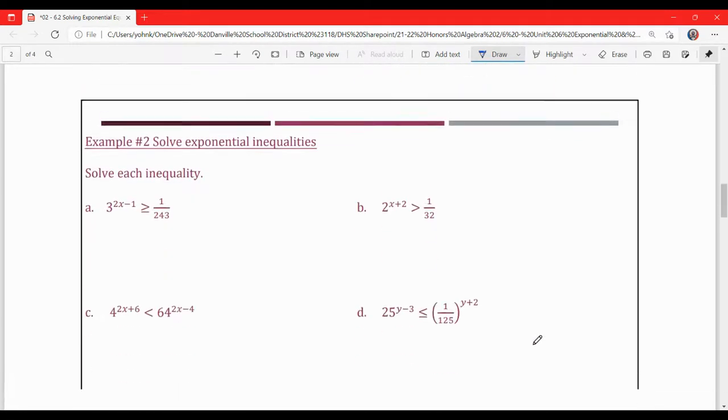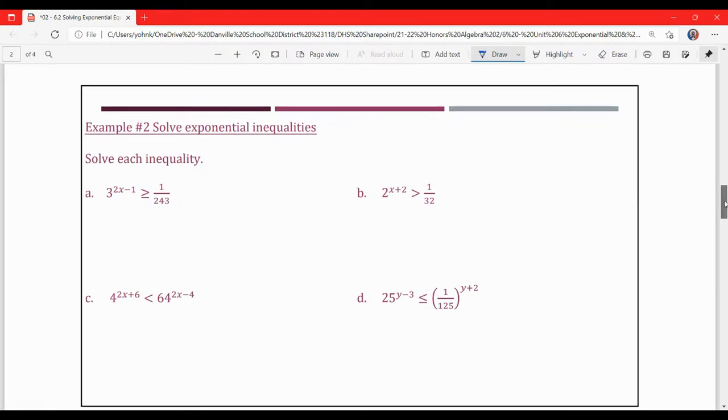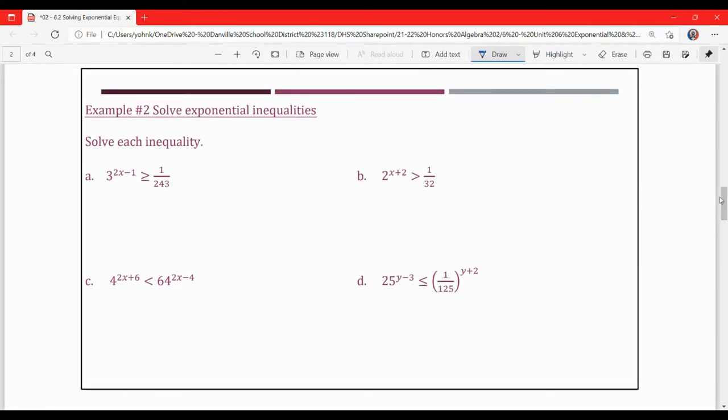If we want to do exponential inequalities now, we do the same exact thing. We try to get the bases to be the same, and then we're going to set the exponents either greater than or less than, depending on the original problem. So bases here are 3 and 1 over 243. Well, I can set them as powers of 3. Don't really have to change the first one. But 243 is really 3 to the 5th power, so 1 over 243 is 1 over 3 to the 5th power. If I wanted to be 3 to a power, it'd be 3 to the negative 5th power.